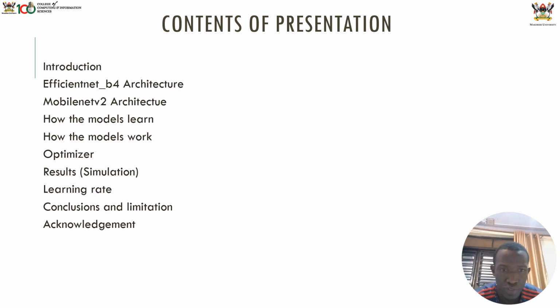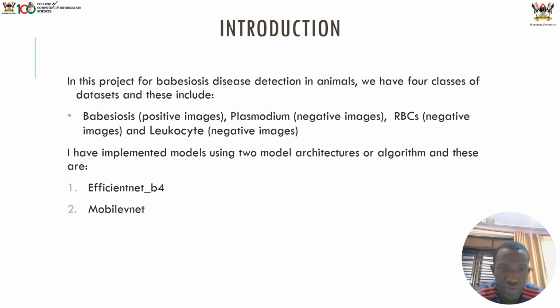This is my table of contents that I'm going to follow: the introduction. These are the two model architectures that I included in my project: EfficientNet B4 and MobileNet V2. I'll explain how the model learns, how it works, the optimization, normalization, and the results that were taken from the simulations that I made using the evaluation file. And then I'll also explain the learning rate, conclusion, and the limitations.